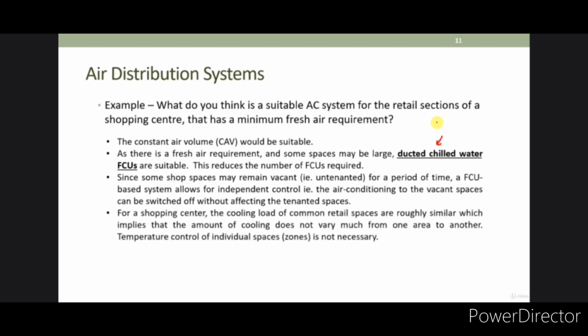So shopping center, because the load will not change as much, especially for retail spaces, the load will be quite standard. So the amount of individual temperature control will not be that necessary. So you don't really need to have a VAV AHU for the retail spaces, since the load will more or less be consistent throughout. And of course, CAV system has the advantages of low capital cost and minimum maintenance.